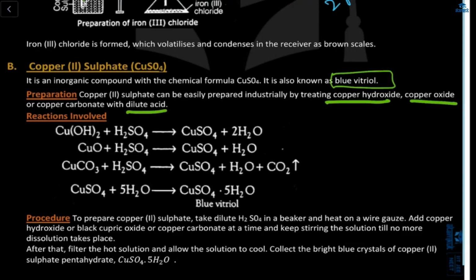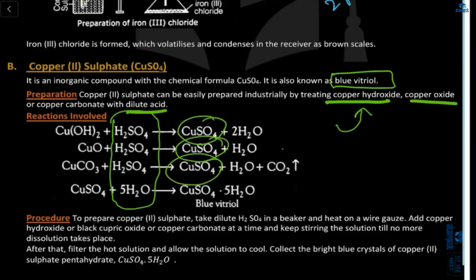So it's also easy. What we have to do is treat this copper hydroxide, or you can take copper oxide or copper carbonate, with these dilute acids. And then what will form? CuSO4. All are what? Blue vitriol.